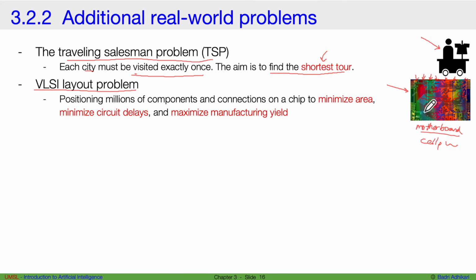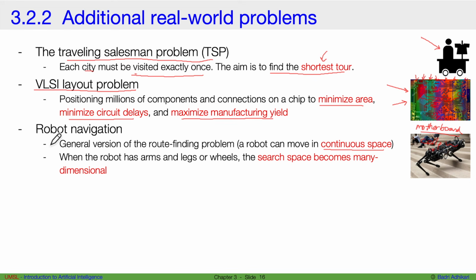The challenge here is, how do we place these components into a board like this such that we have minimum area of the entire board, minimum circuit delays so that the components don't have to wait for each other very long, and maximize manufacturing yield. The cost of laying out copper and gold and many other components within the plate may be very high. So how can we place components in such a board to optimize area, circuit delays, and many other things? That's another search problem.